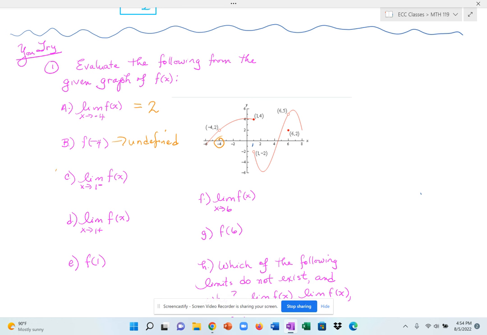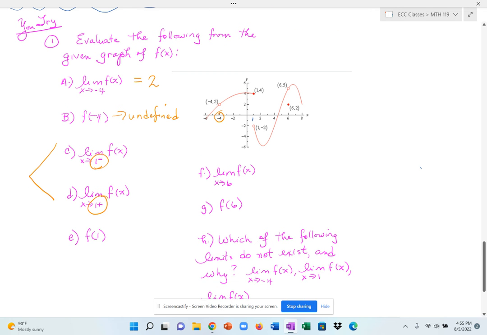For parts C and D, you have to take the limit as x approaches 1, but this one is from the left side of 1, and this one is from the right side of 1. And then evaluate f of 1. For part F, you want to evaluate the limit as x approaches 6. That means you have to check from the left and the right side. Then evaluate f of 6.